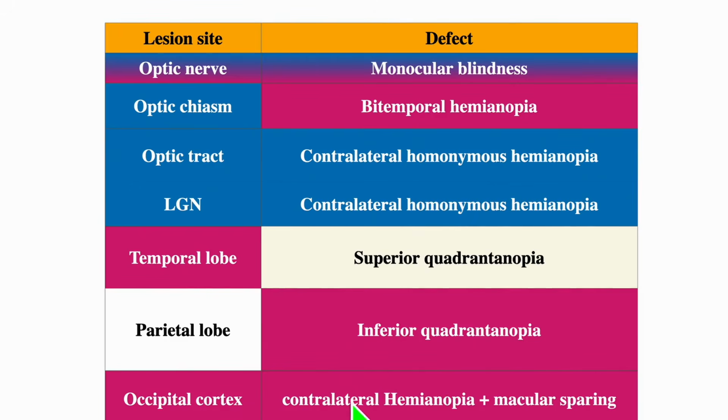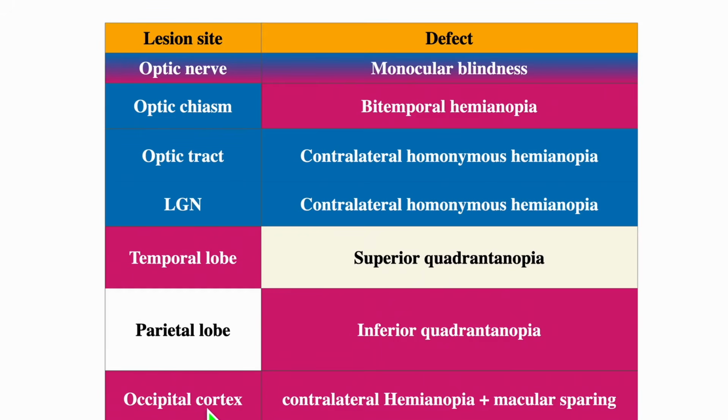Okay, contralateral homonymous hemianopia, with macular sparing, that's the only difference. Optic tract, LGN, same thing, contralateral homonymous hemianopia. With macular sparing, that's how you define your occipital cortex, where the actual visual processing happens. Okay, final visual processing happens in your occipital cortex.